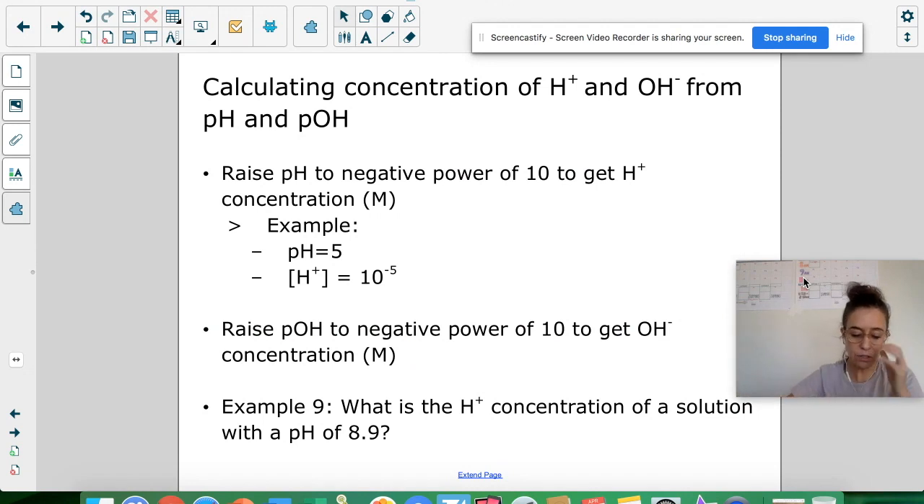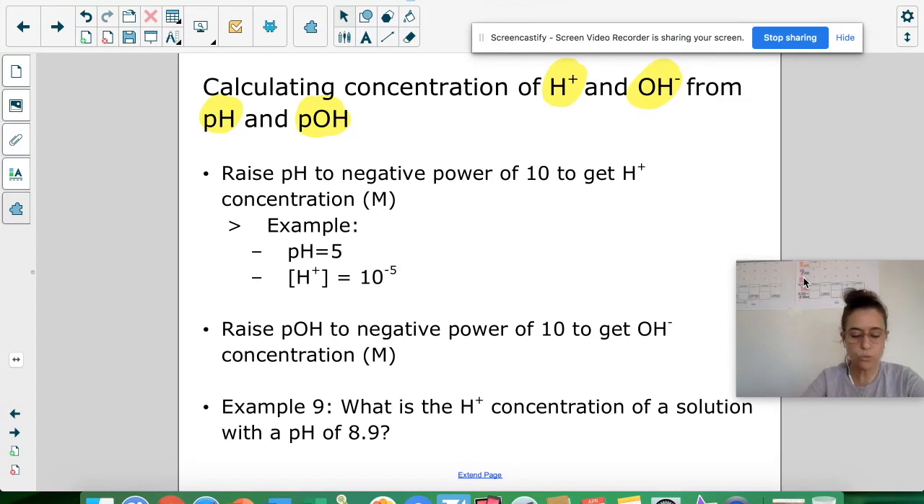It says, calculate the concentration of the protons, the hydrogen ions, and hydroxides from the pH and the pOH. So far, what we have done is you were given the concentration of the protons and the concentration of the hydroxides, and you had to find the pH or the pOH. But now it's going to be the opposite. Now you need to find the concentration of hydrogen or the concentration of the hydroxides based on the pH or the pOH that they're giving. Okay? So in order to do this, you just need to follow these steps over here.